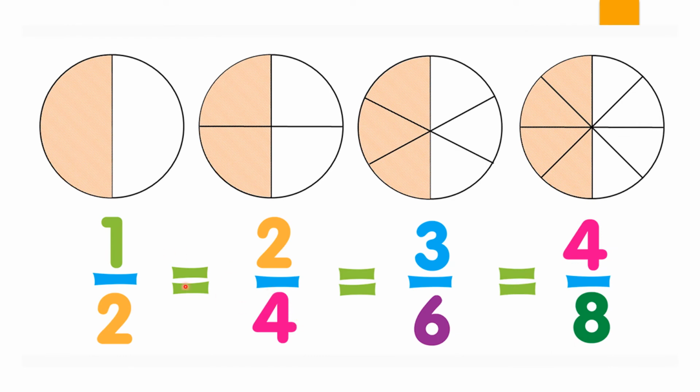See this picture clearly, children. By dividing them, you will get the equivalent fraction half. So these are all equivalent fractions. 1 by 2 is equal to 2 by 4. It is also equal to 3 by 6. It is also equal to 4 by 8. Because when you divide them, you will get the equivalent fraction which is equal to half.